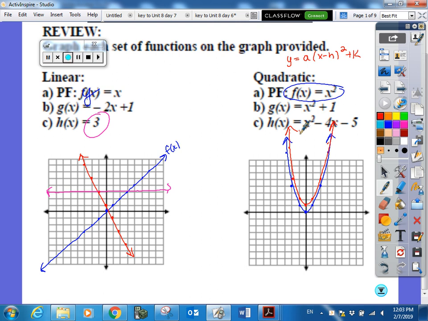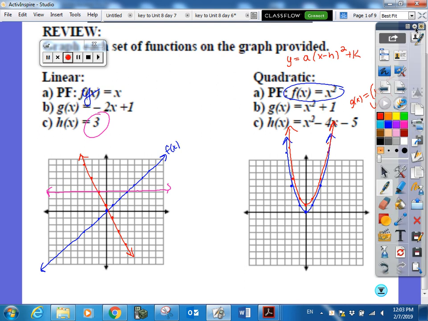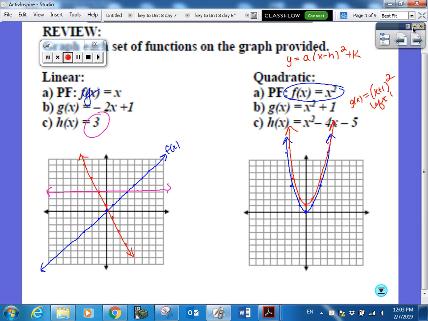Okay? If this was minus 6, that graph would be moved down 6. If that was g of x equals x plus 1 squared like that, that graph would have been moved left 1, because inside is the opposite because of that minus. All right, and then that last one right there, you could complete the square.